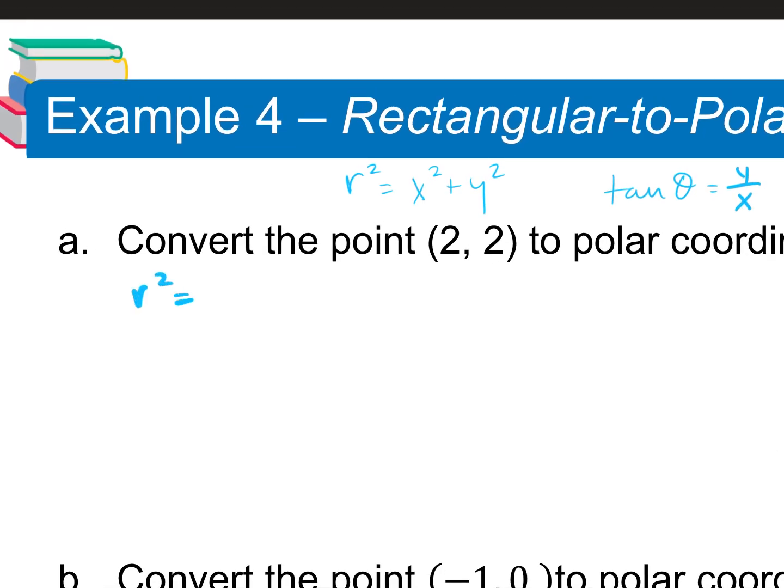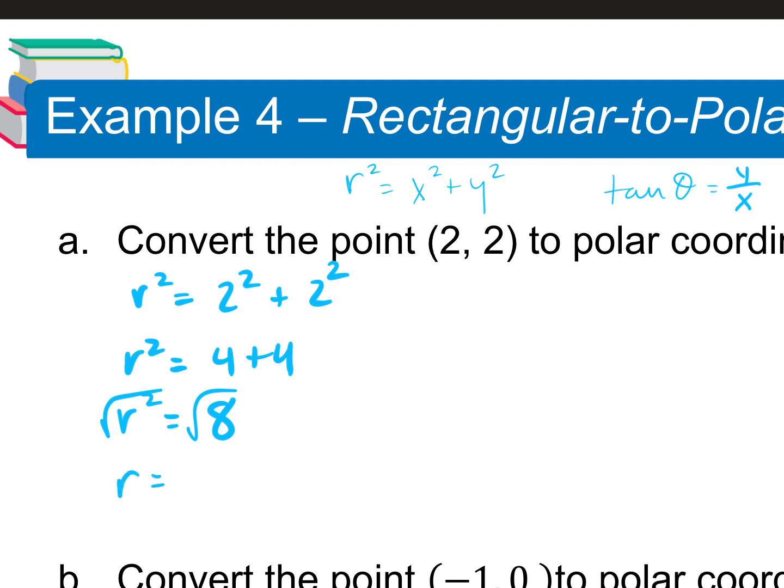We have r squared is equal to 2 squared plus 2 squared. So r squared is equal to 4 plus 4. R squared is equal to 8. Take the square root. What is r? Awesome. Always simplify it. So that would be 2 square root 2.